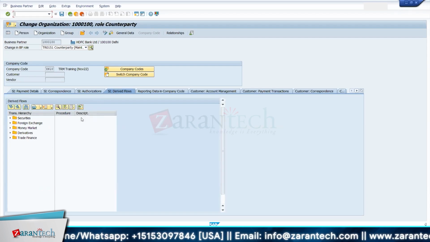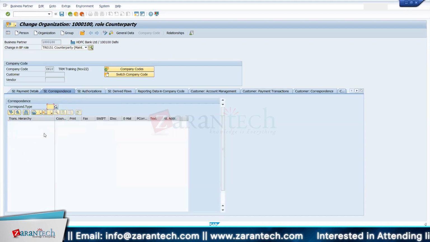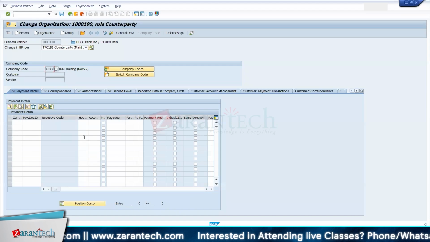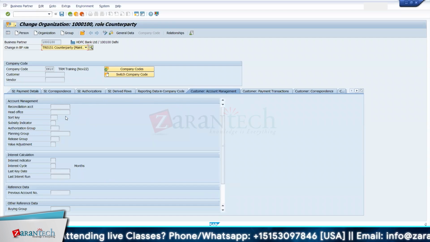Like derived flow, here it is used for the withholding tax, authorization, which instrument will be applicable. Correspondence means if you want to generate some letter notification, you can use the correspondence, and then SI payment is used for the bank account determination payment. But currently I am not using that. Then if you are going to integrate with vendor customer, then here you need to update those reconciliation accounts. So now my business partner is ready.